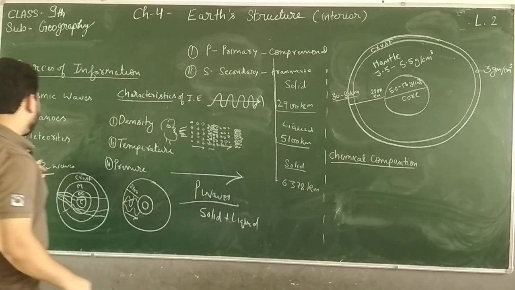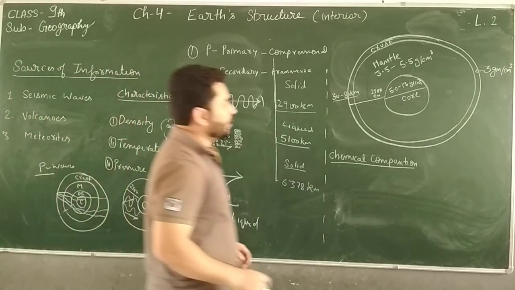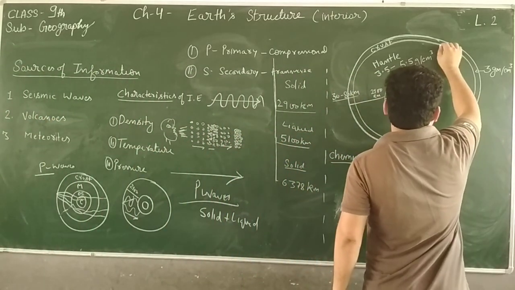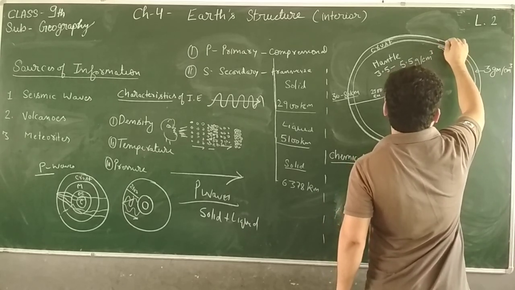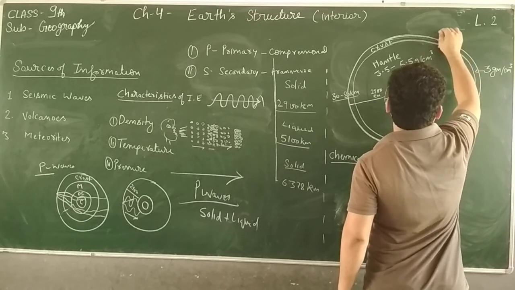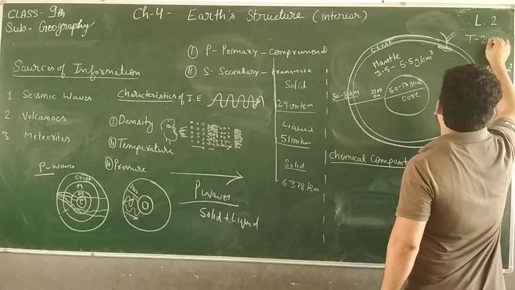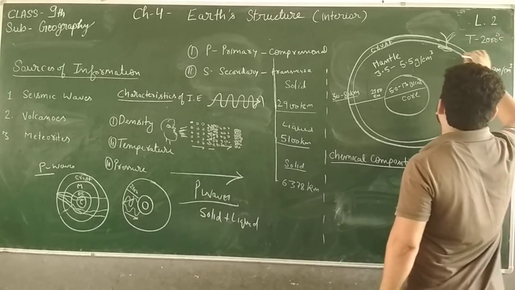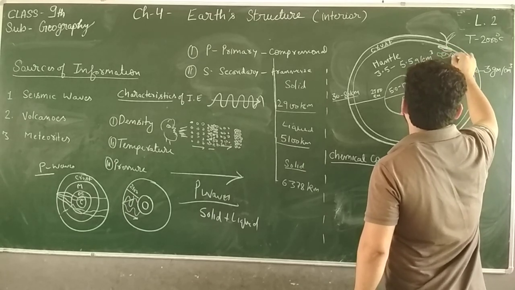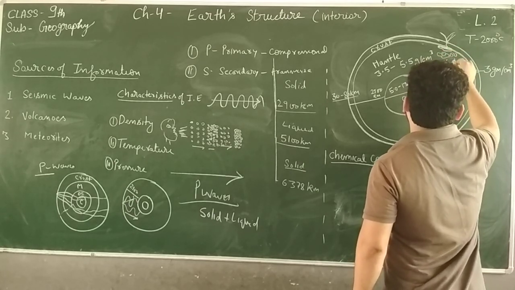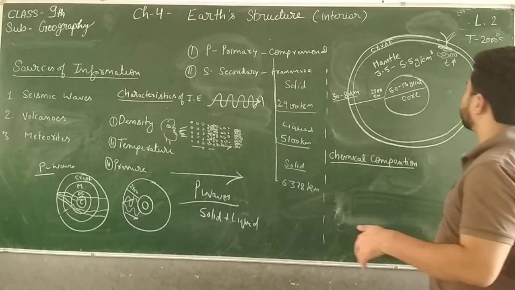Then we come to know about the temperature of the Earth from where? From volcanoes. Suppose here there is a magma chamber, and from here a volcano is erupting. This molten material has a very high temperature, 2000 degrees Celsius, 1500 degrees Celsius. So now we come to know that inside the Earth the temperature is very high, and as we move downward into the Earth, the temperature keeps on increasing.